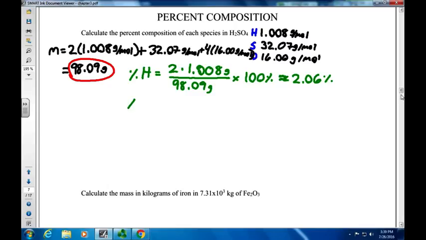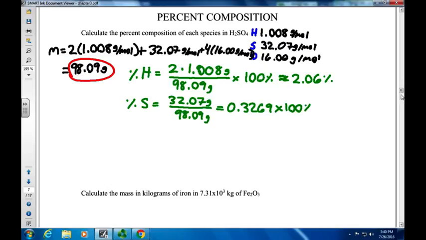Percent sulfur is equal to 1 times the mass of sulfur, so 32.07 grams, over 98.09 grams, which is equal to 0.3269 times 100% will equal 32.69%.